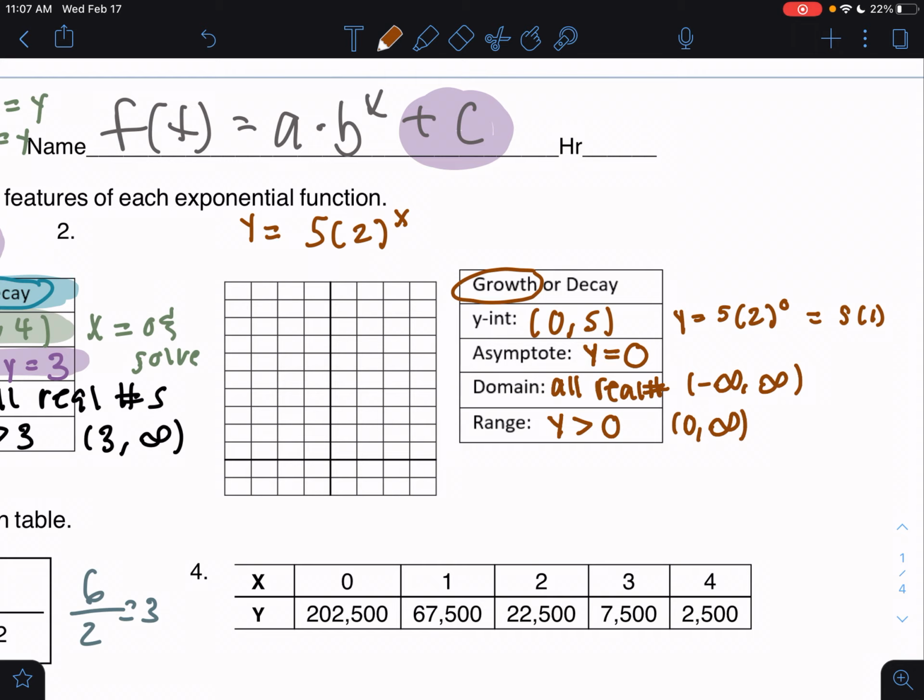Now to sketch the graph, remember we can use Desmos. So just go and enter this graph in Desmos and then see what you get. I'm just going to sketch it out briefly here. So there's my intercept. This is going to be my asymptote. And since it is growth, it's going to go up to the right. So it's going to look something like that.